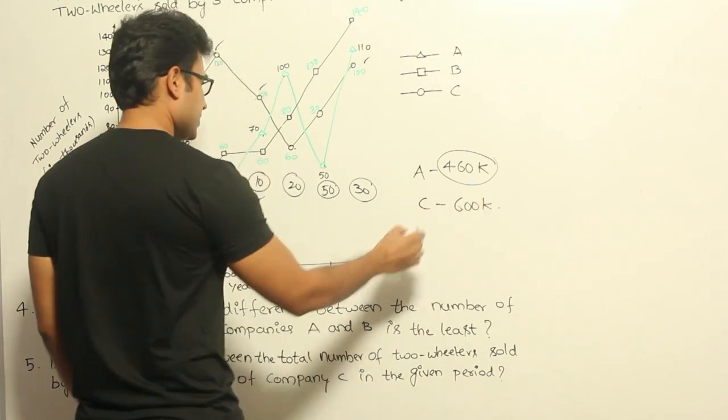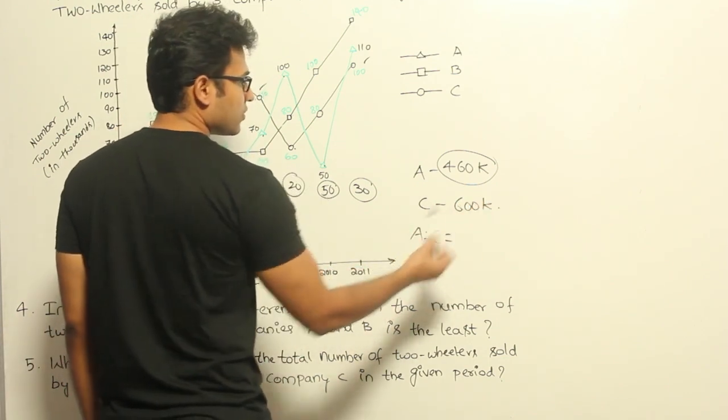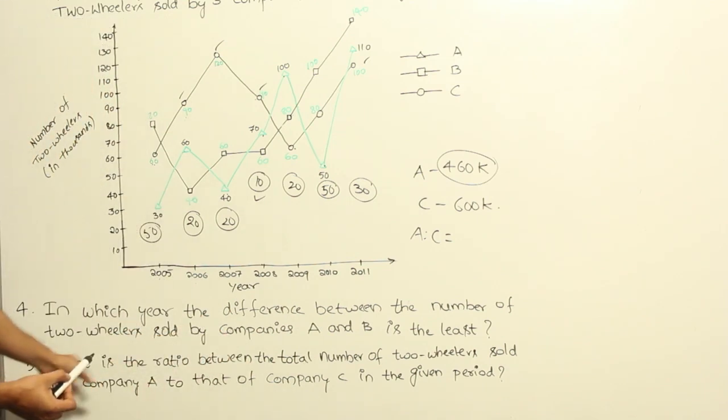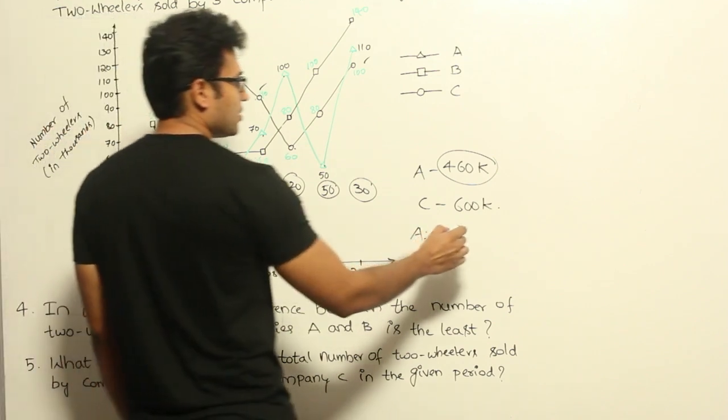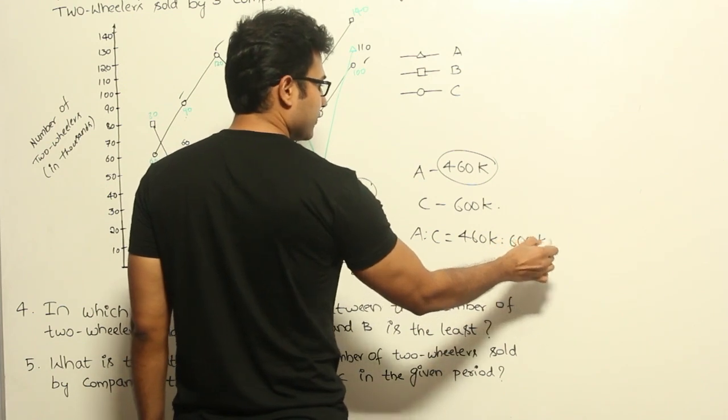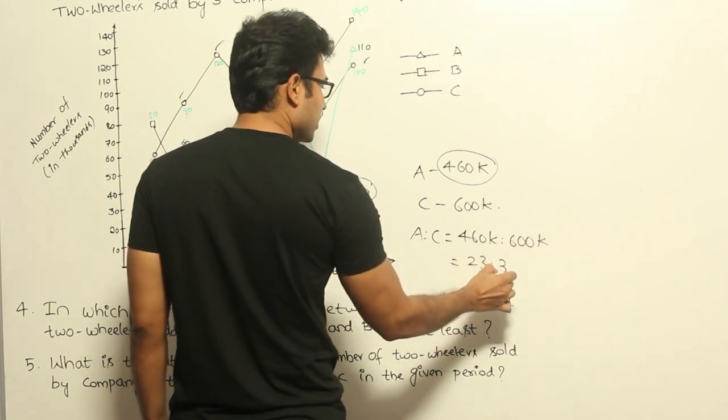Now the ratio is A is to C, that is what they are asked. I think A is to B they asked, right? So, A is to C only they have asked. Okay, so A is to C is going to be 460K is to 600K. It is 23 is to 30.